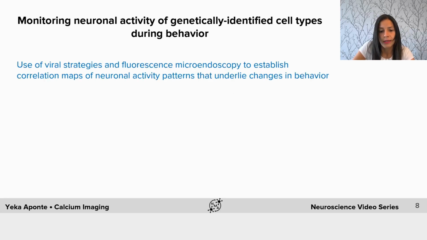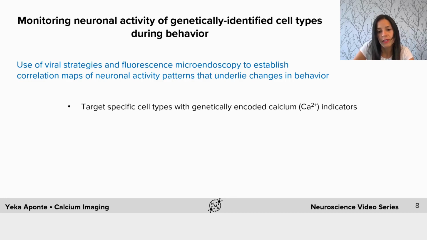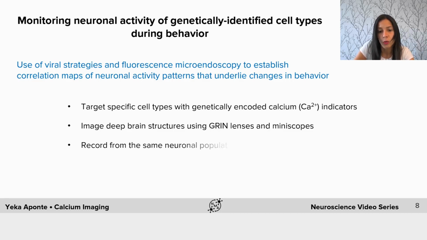So in my lab, we use a combination of viral strategies and fluorescence microendoscopy to establish correlation maps of neural activity patterns that underlie changes in behavior. For that, we need to be able to target specific cell types with genetically encoded calcium indicators, image deep brain structures using GRIN lenses and miniscopes, record from the same neuronal populations over multiple sessions, and we also need tools for data extraction and analysis.